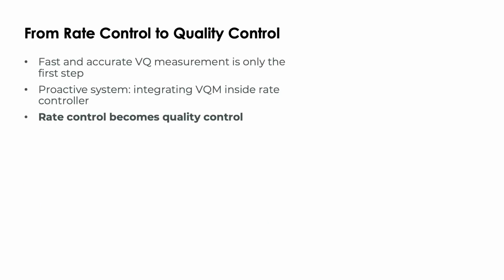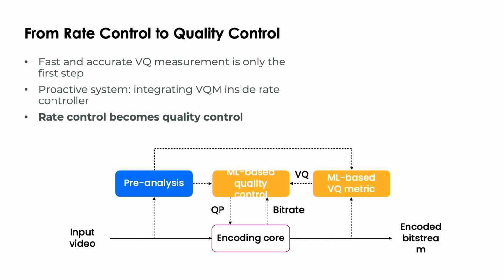And that's actually one of the last points that I wanted to make here, is that measuring the video quality here is just the first step. That gives you a reactive system. As an output, you will get the video quality metrics, but you can also take it one step further and design a proactive system where you integrate the video quality measurement or the approximation inside the rate control, and then it becomes a quality controller.